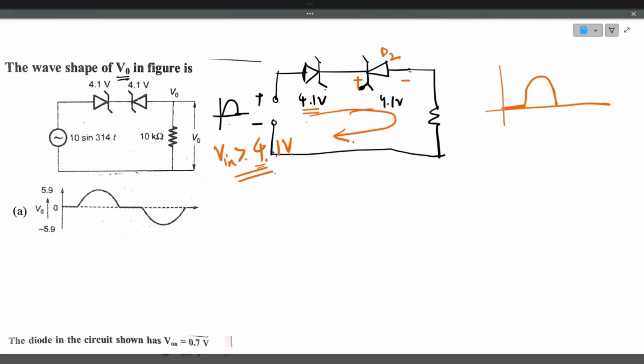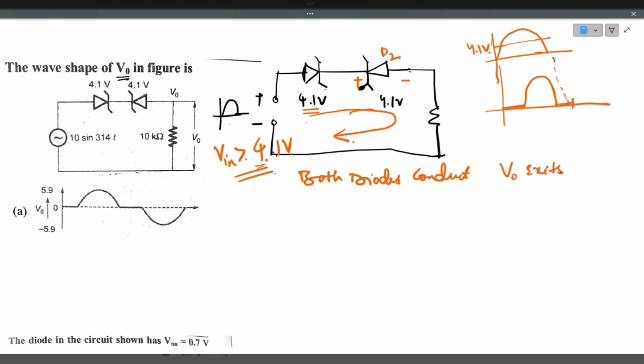Similarly, when it touches below the 4.1 volt, it does not conduct. Okay. So this is the input half cycle. This is the output half cycle. This is 4.1 volt breakdown result. Okay. During the positive half cycle, if input voltage is greater than 4.1 volt, both the diodes conduct. Diodes conduct and current flows. Output exists.